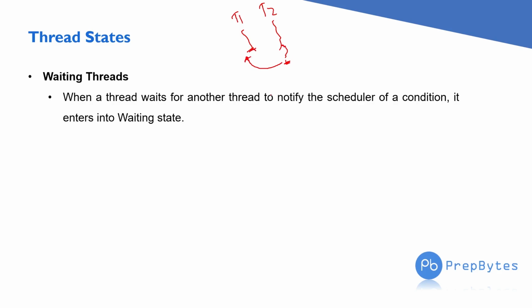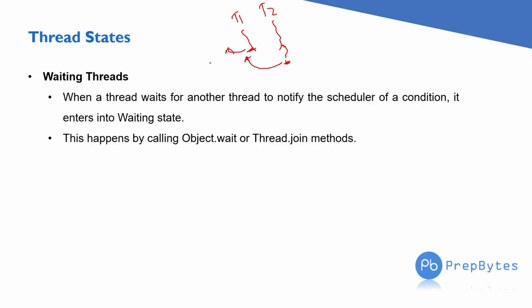We will see this in the wait method and in the join method also. This happens by calling the object.wait or thread.join method. So at this point my T1 will go to the waiting state. Then we will add a new waiting state in our diagram.